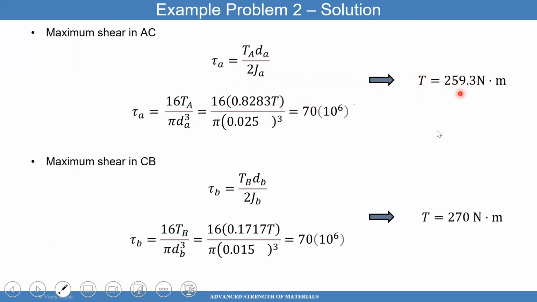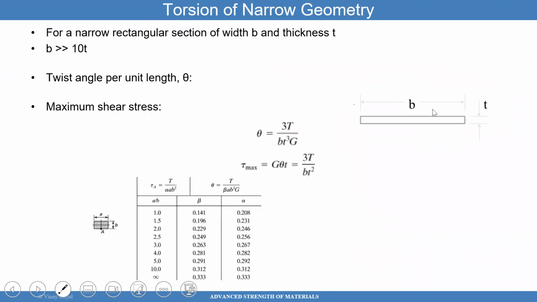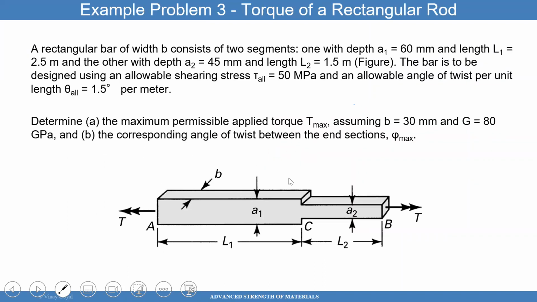That's 259. And then for the section CB, the next section, you can also do the same thing, and you get a torque of 270. In design, you obviously want 259, because if you apply 270, then this one breaks. So you want to make sure you design to the lowest value of torque so that the whole assembly survives. For a narrow geometry, you can also analyze it. I'll cover that in the next example.